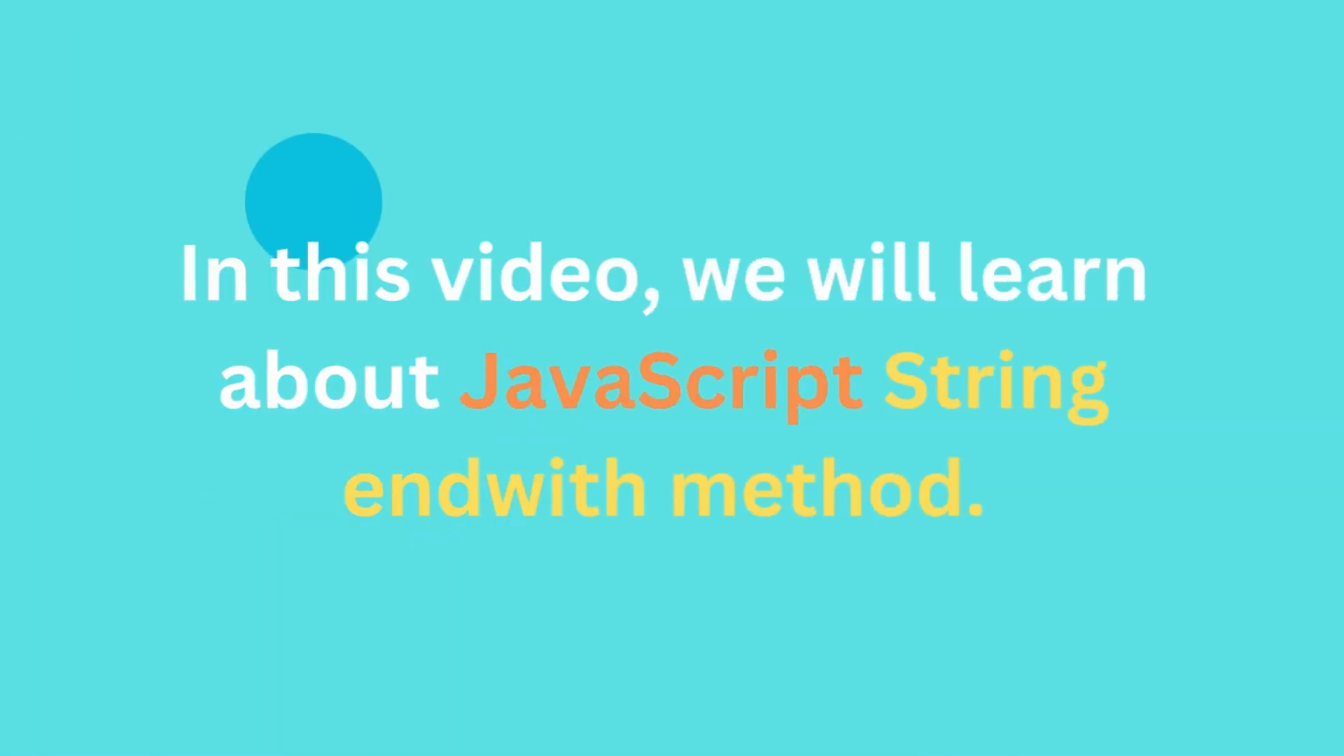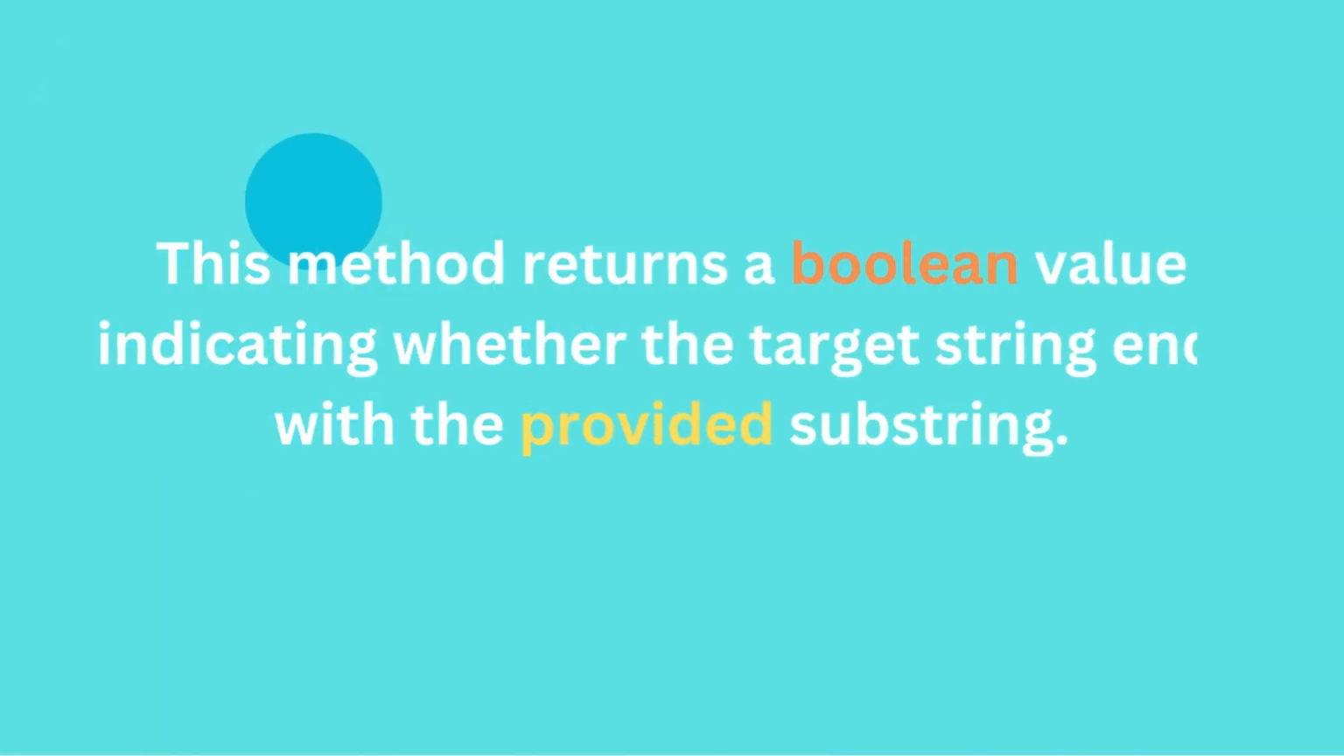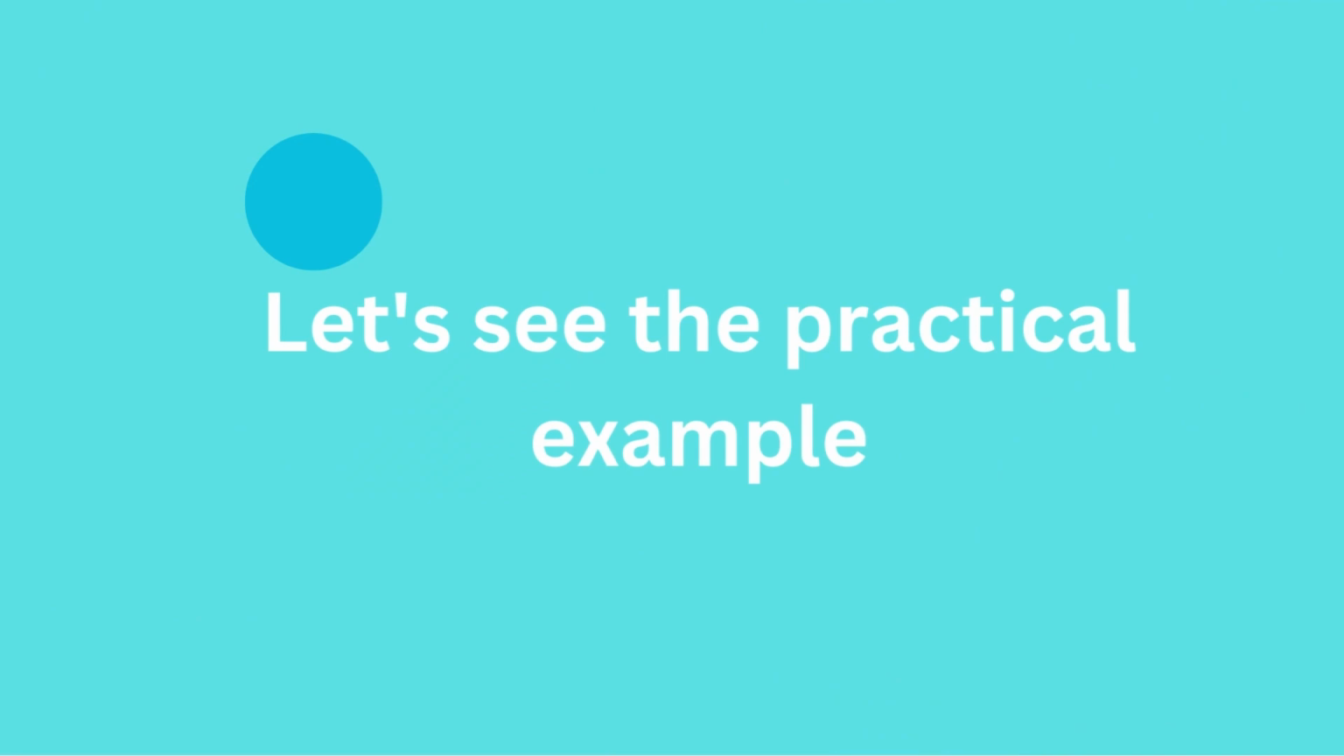In this video, we will learn about the JavaScript string endsWith method. In ECMAScript 6 and later versions of JavaScript, you can use the endsWith method to check if a string ends with a specific substring. This method returns a boolean value indicating whether the target string ends with the provided substring. Let's see the practical example.